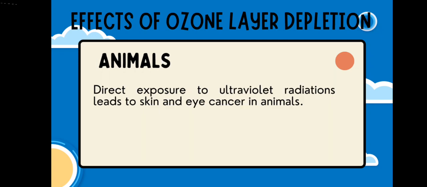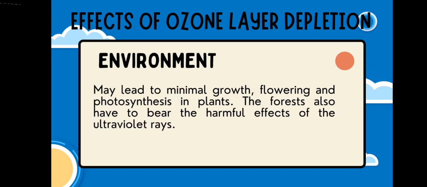For animals, direct exposure leads to skin and eye cancer. As animals are not that different from humans, they could also be harmed by UV lights. For the environment, it would lead to minimal growth and photosynthesis for plants. Even plants and the forest have to experience harmful effects of the UV rays.